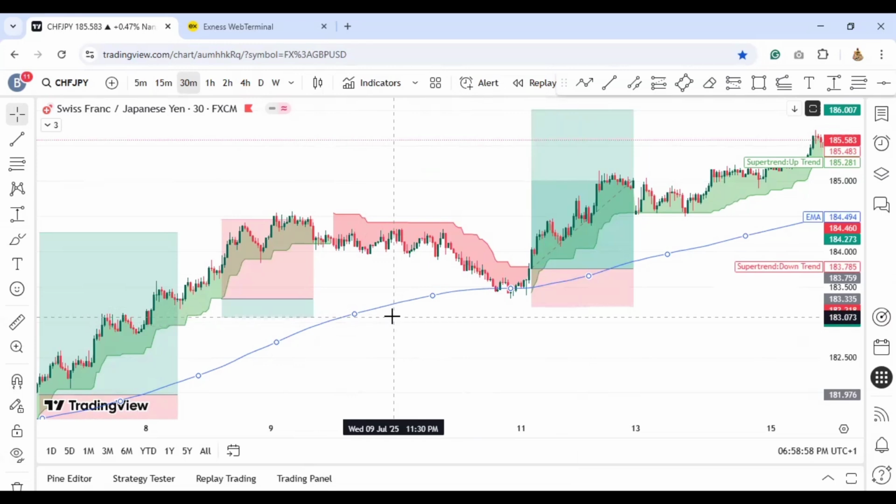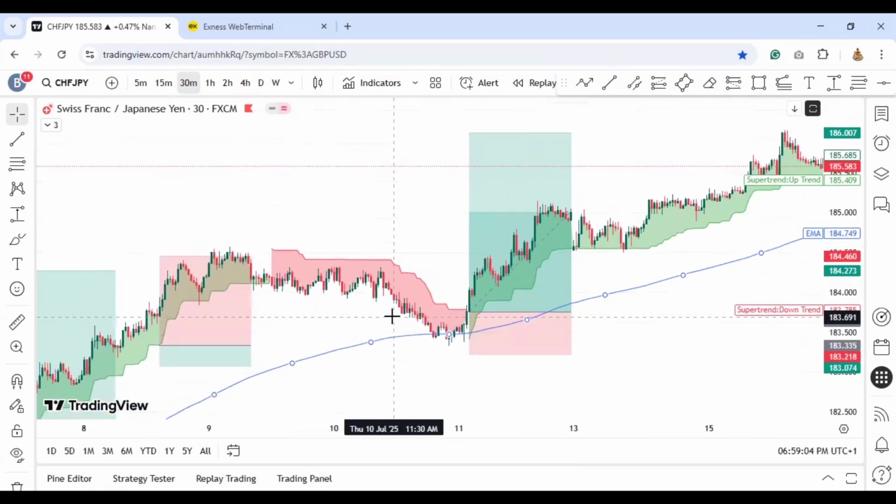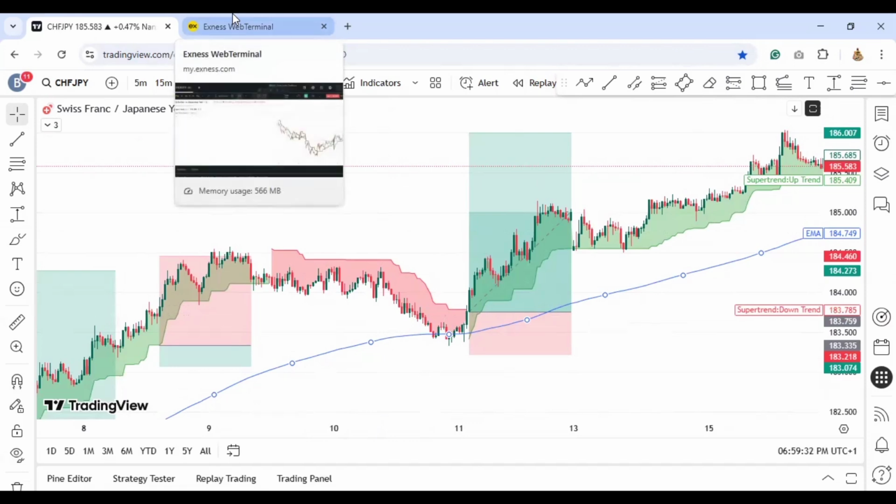Now our super trend indicator is set, our 200 EMA is also set. So what we are going to do next is to look out for when to buy and when to sell, and we will take our entry. So in order to do that, I will show you on a bar replay mode so that you can see how it is done in a live market. So I will switch over to my bar replay mode.